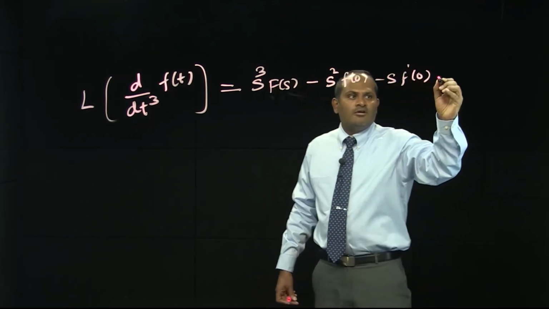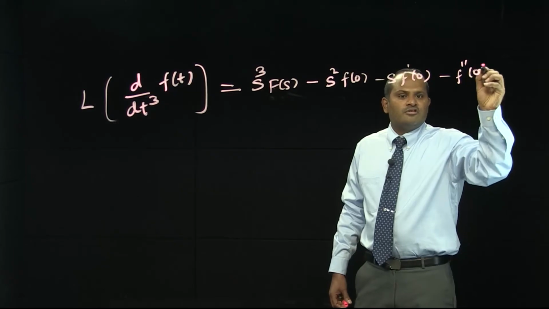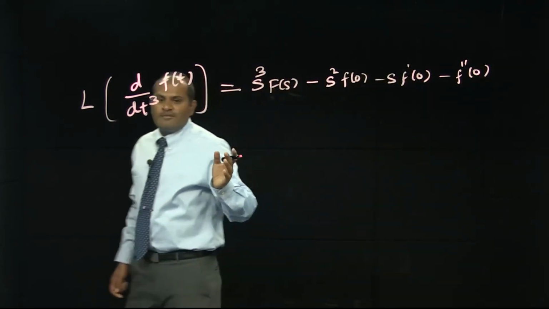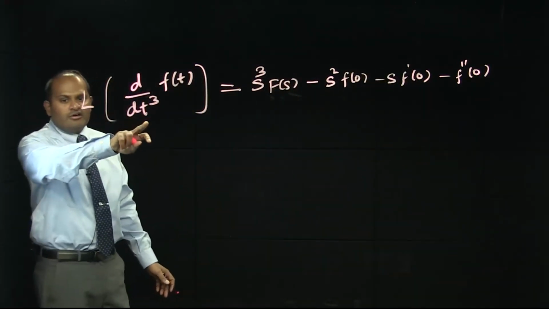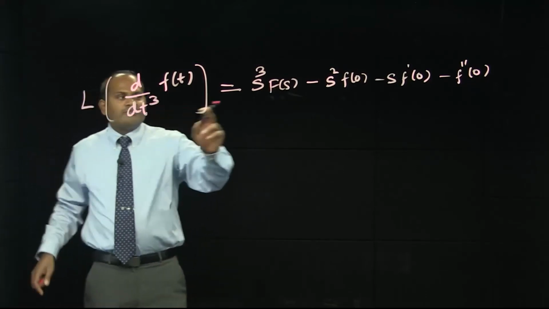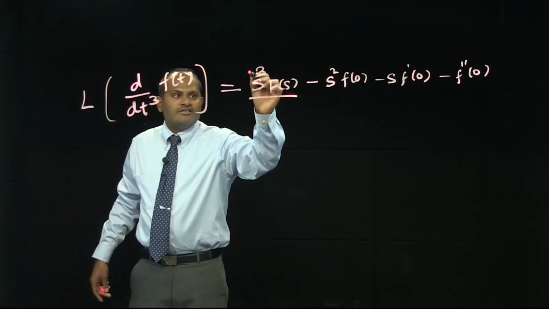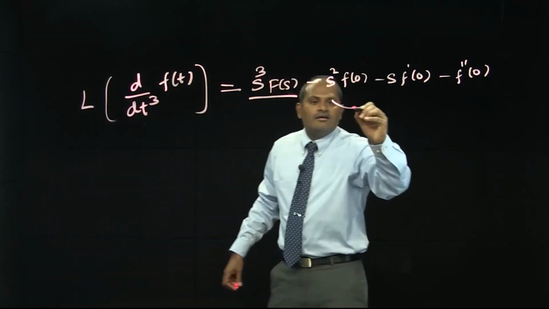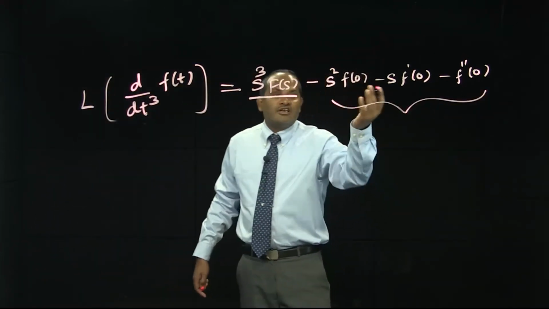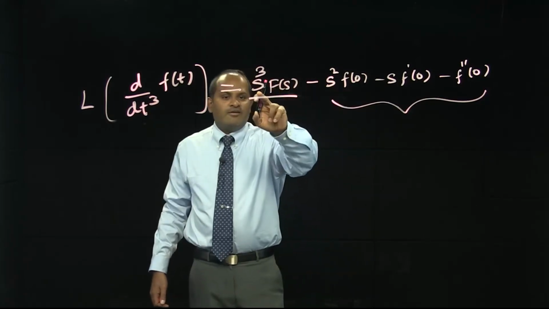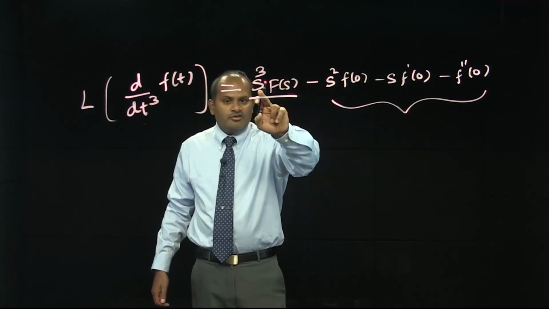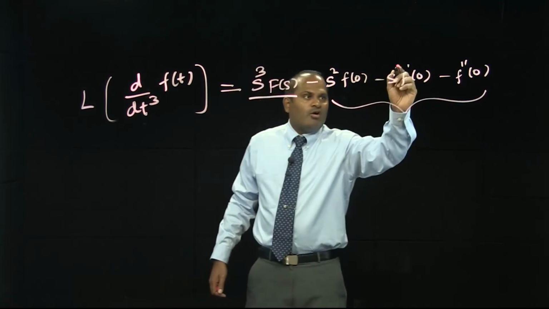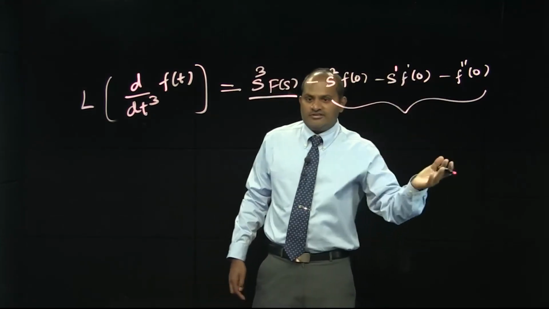s f dash 0 minus f double dash of 0. If you refer to the structure, this is quite intuitive. When I have a third order differential, the first term s cube, s power, this s cube represents the order of this, and all three are initial conditions. So, you see this is s cube, s square, s power 1, s power 0. So, this is quite nice.